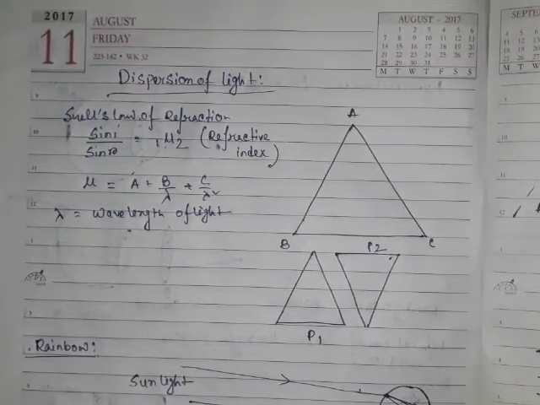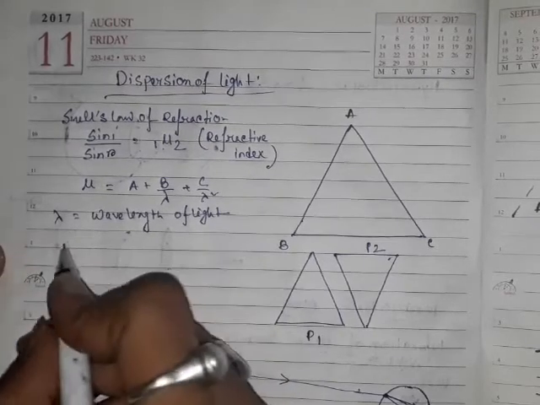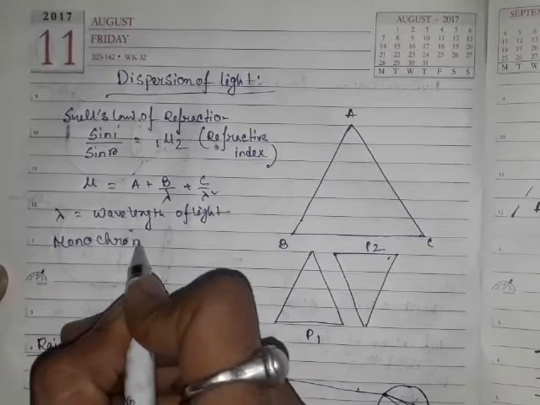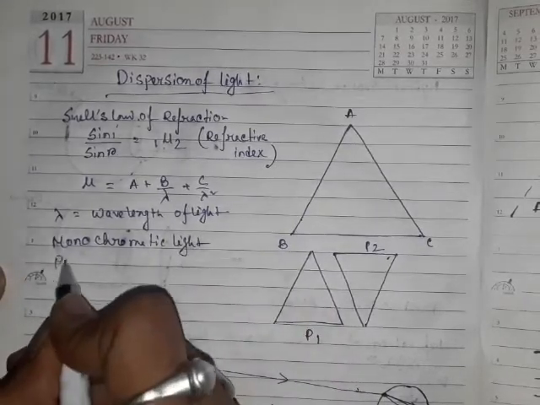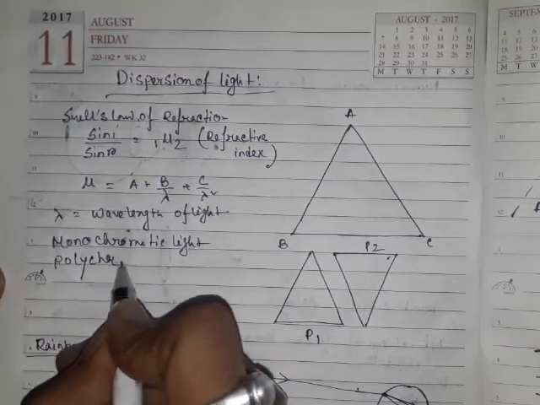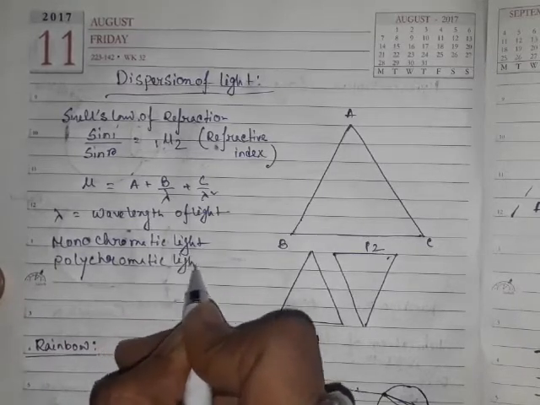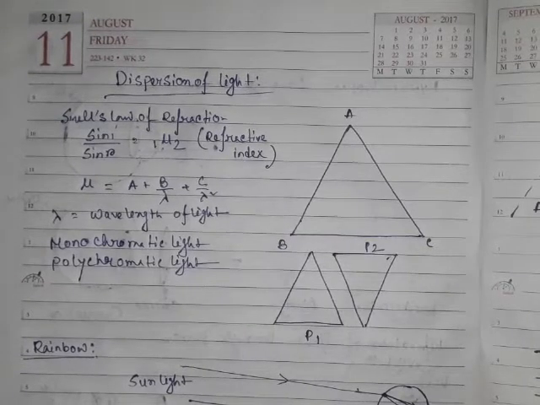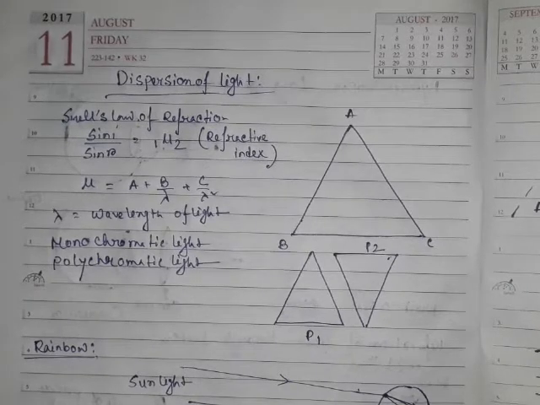So here we have to know about another thing. One thing is monochromatic light, another thing is polychromatic light. What is monochromatic light? Monochromatic light is a light with a single color or single wavelength, like only yellow or only green or red. So those lights are monochromatic light, they have only one color.